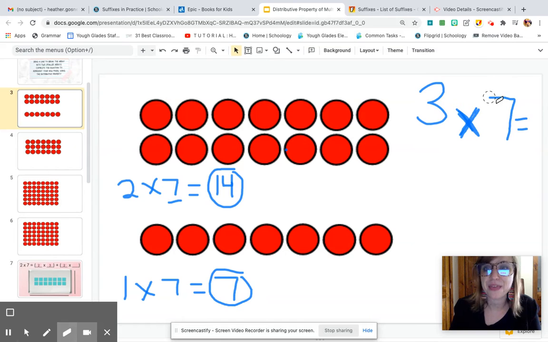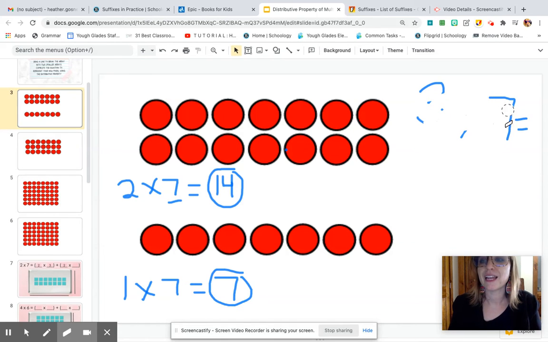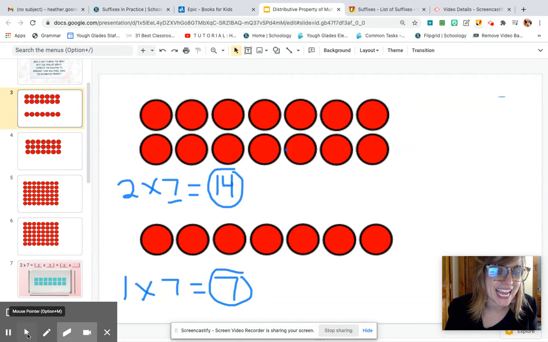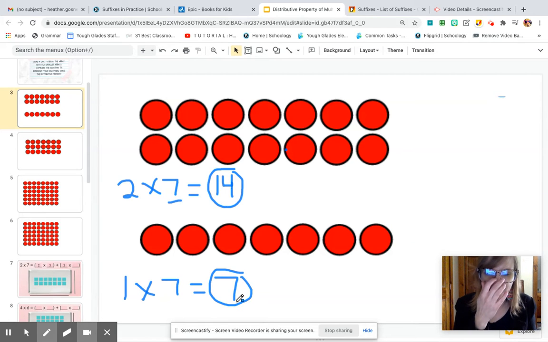So let's see how that works. So I'm going to put it back together. I'm going to put my array back together. Okay, I'm ready. I have the answer. So I'm going to add 14 and 7 together. How can you do that quickly? Well, that is up to you.